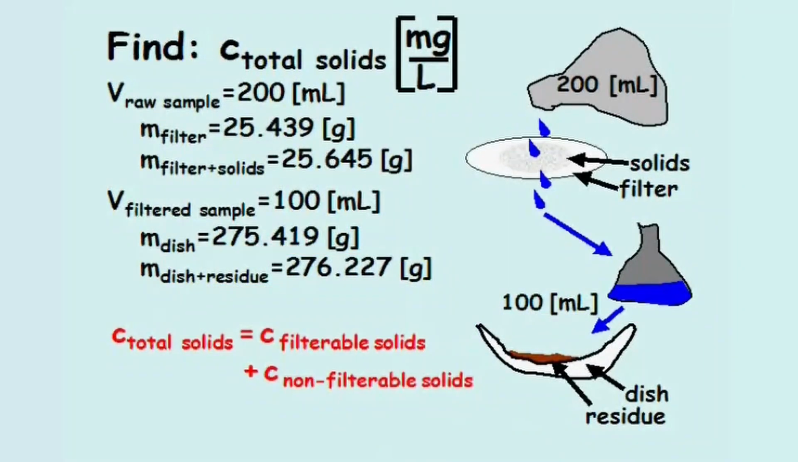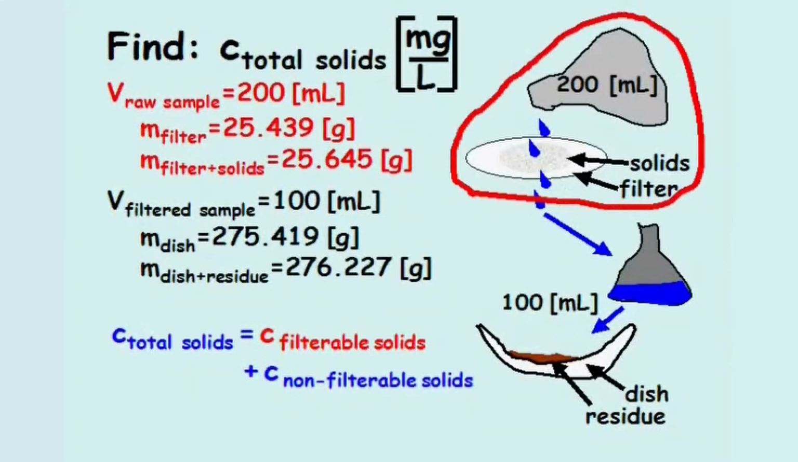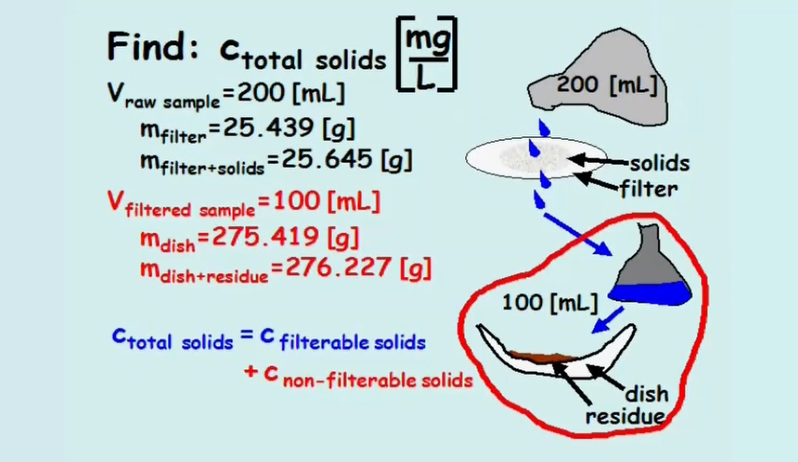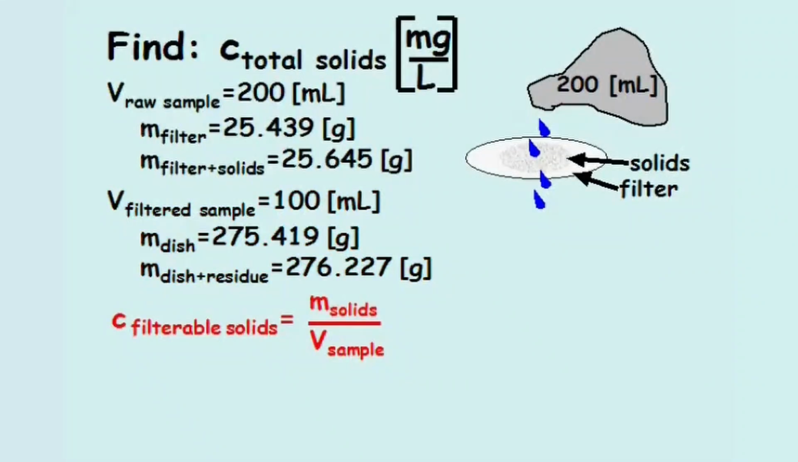The concentration of total solids equals the concentration of filterable solids, which can be determined from the first test, plus the concentration of non-filterable solids, which can be determined from the second test. The concentration of the filterable solids equals the mass of the solid material retained on the filter divided by the volume of the sample tested.